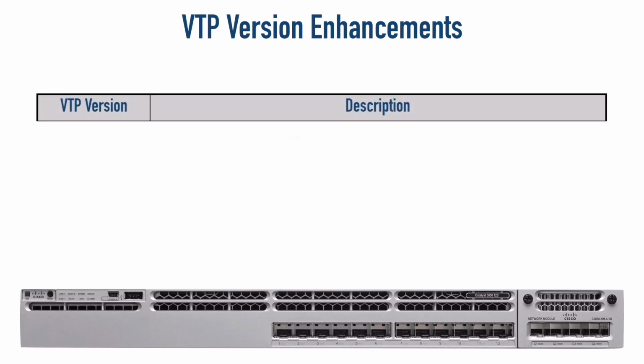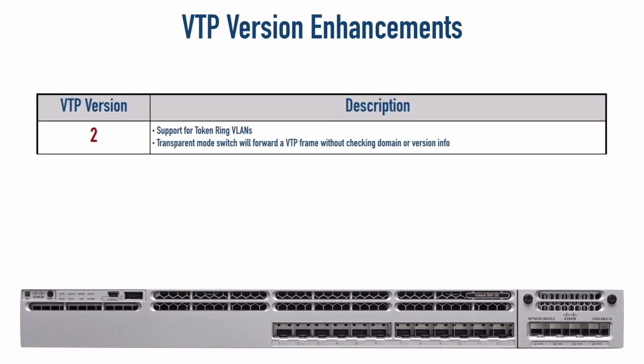First, let's consider VTP version 2. The first one isn't that impressive these days. It supports token ring VLANs. Well, I haven't had to work with a token ring VLAN since, I think, back in 2001 when I took my CCIE lab way back then; there was token ring on the lab. Yeah, you're probably not going to be running into that much in today's networks. But with VTP version 2, a transparent mode switch, if it receives an advertisement, is not going to check to see if that advertisement matches its VTP domain configuration or its version information. It's just going to forward it on.